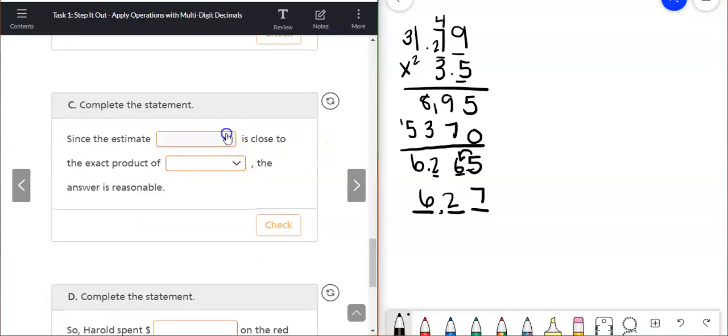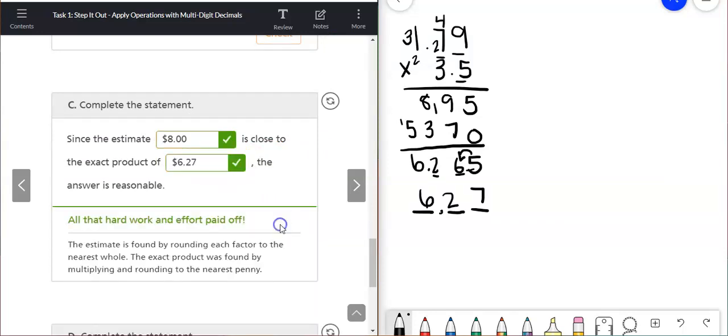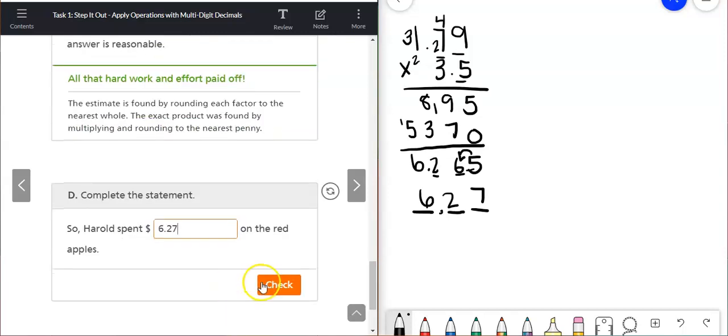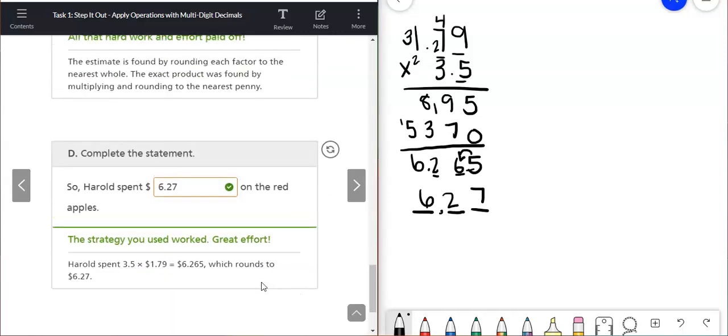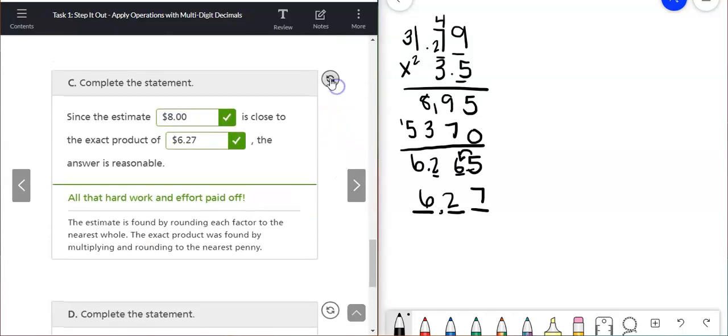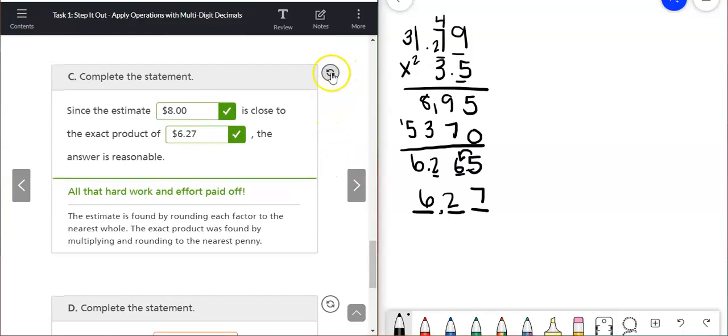So since the estimate of 8 is close to the exact product of 6.27, the answer is reasonable. So Harold spent $6.27 on the red apples. Just like that. Okay, we're headed on to the next problem.